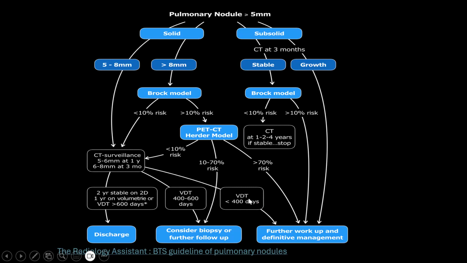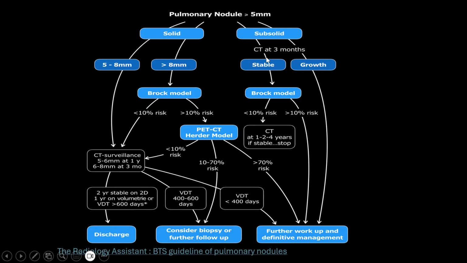VDT, this is the volume doubling time. If it's less than 400, we go this way. If it is between 400 and 600, also we need to follow it. If it is more than that, it's slow growing. That's slow, and it is a solid nodule that didn't grow in 600 days, so that's more likely benign.